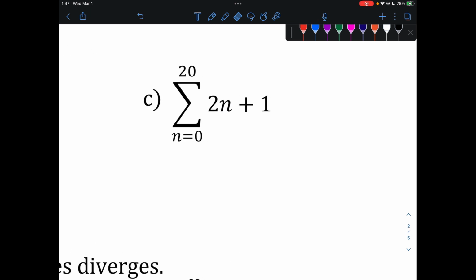Third one, this is obviously not geometric. This is linear, so this is actually called arithmetic. So this again would be not geometric.